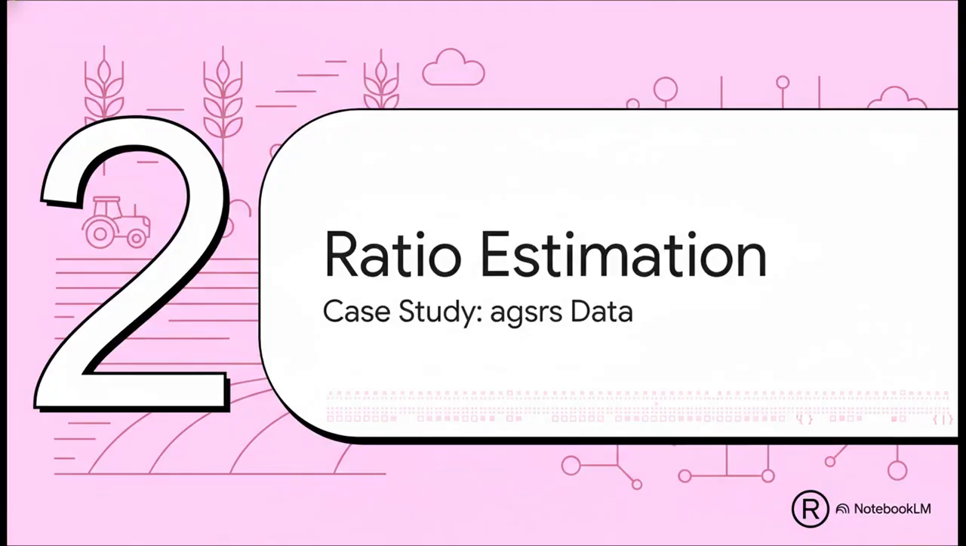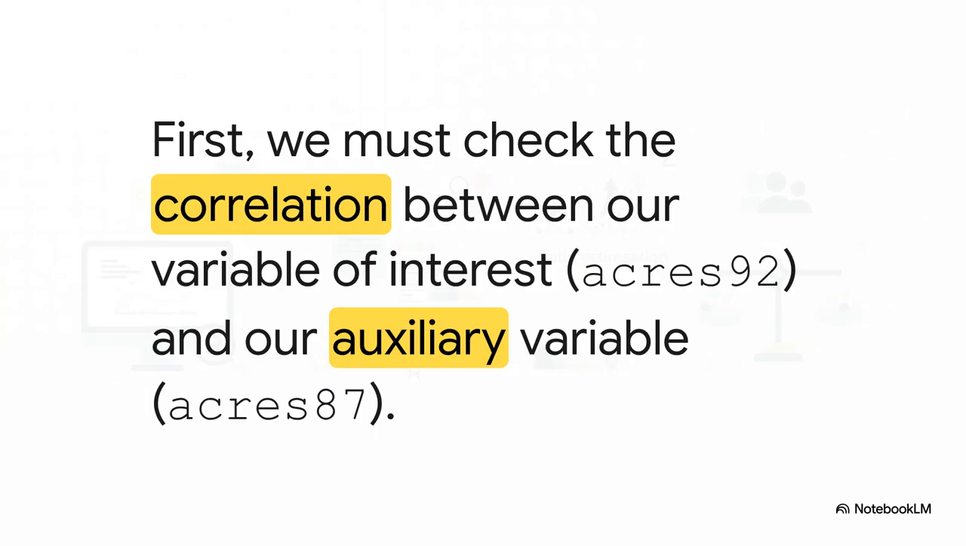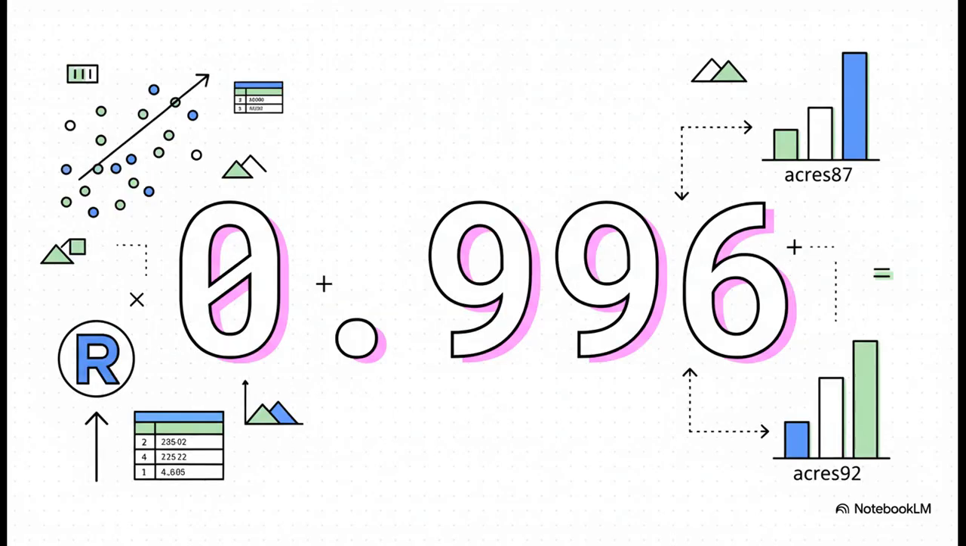Okay, enough theory. Let's get our hands dirty and see how this actually works inside R using the survey package. We're going to start with some agricultural data about farm acreage. Now, before we write a single line of code, we have to do a crucial check. For ratio estimation to really shine, our variable of interest, in this case farm acres in 1992, has to be tightly related to our auxiliary variable, the acres from 1987. It makes sense, right? If the two aren't correlated, then knowing about one doesn't really tell you anything about the other.